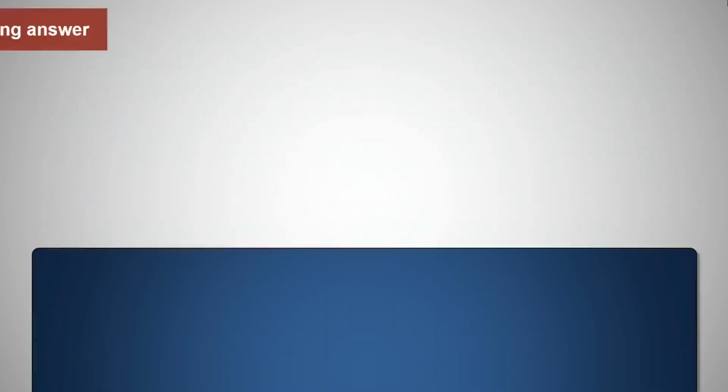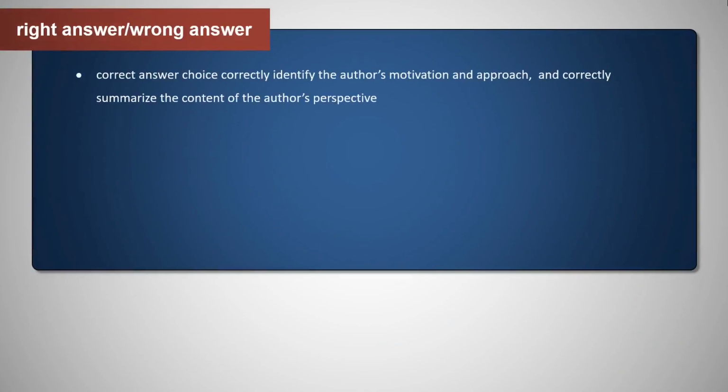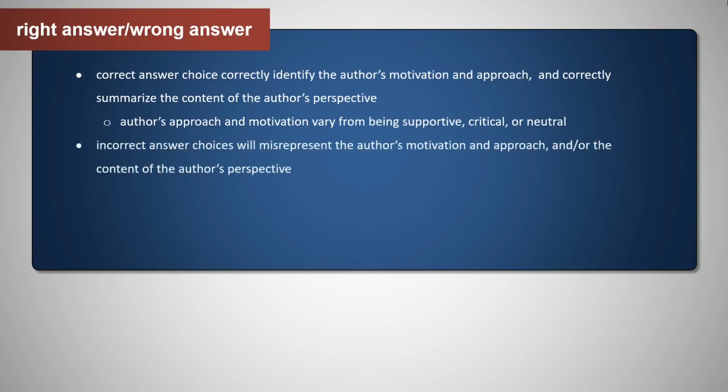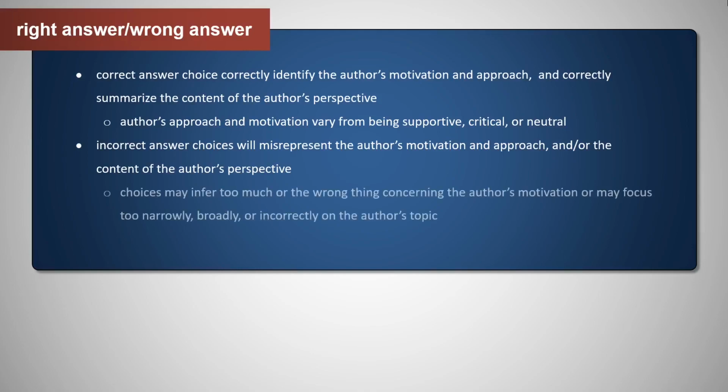So looking at the right answer and wrong answer a little bit more in detail, the correct answer choice correctly identifies the author's motivation and approach and correctly summarizes the content of the author's perspective. The author's approach and motivation are going to vary from being supportive, critical, or neutral. The incorrect answer choices are going to misrepresent the author's motivation and approach and/or the content of the author's perspective. So the choices may infer too much or the wrong thing concerning the author's motivation, or may focus too narrowly or too broadly or incorrectly on the author's topic.